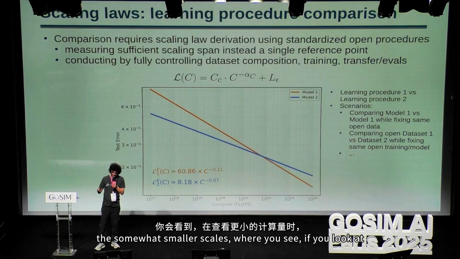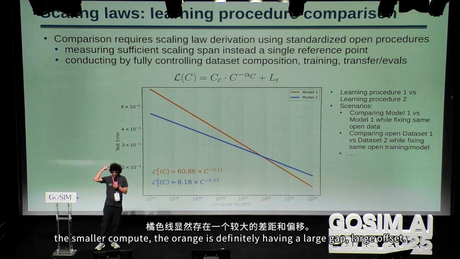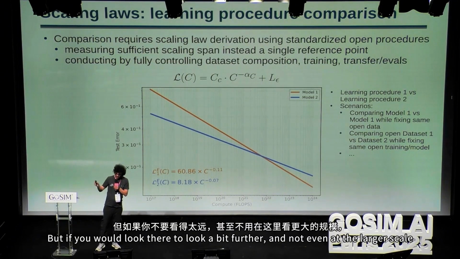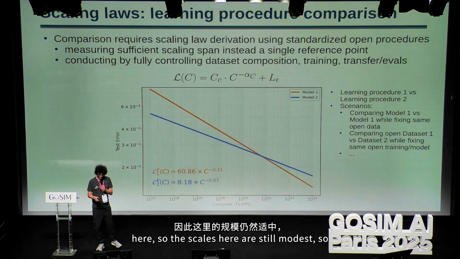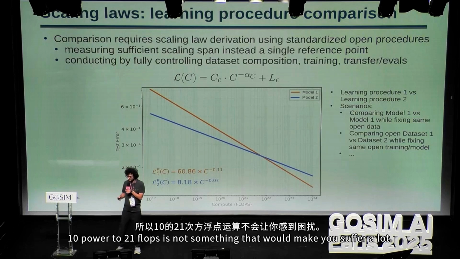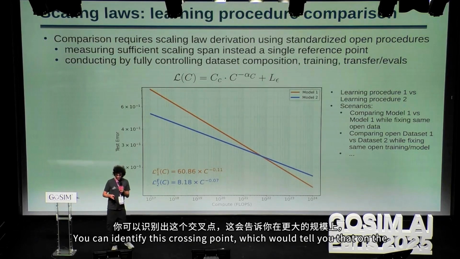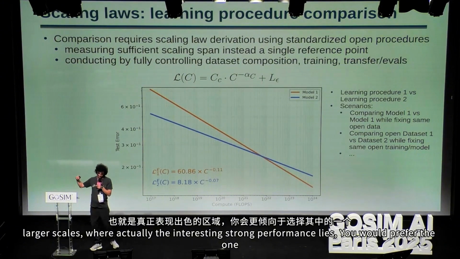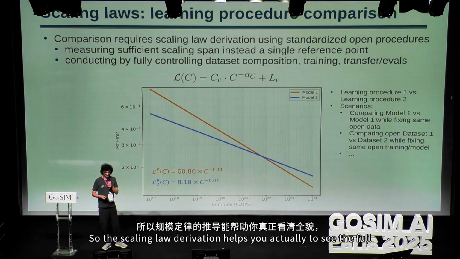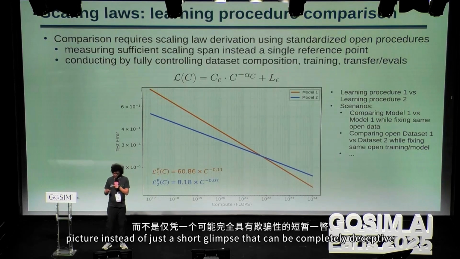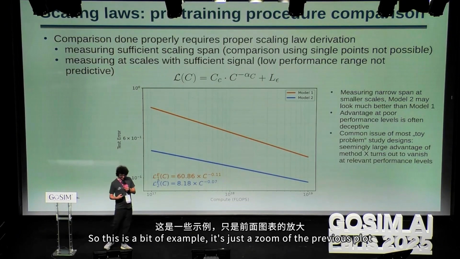What you get out of it here is that you are not falling into the illusion of looking at the somewhat smaller scales, where, if you look at the smaller compute, the orange definitely has a large gap, a large offset. But if you look a bit further, and not even at the larger scale here, since the scales are still modest, 10 to the power of 21 FLOPs is not something that would make you suffer a lot, you can identify this crossing point, which would tell you that on the larger scales, where the interesting strong performance actually lies, you would prefer the orange one. So the scaling law derivation helps you to see the full picture instead of just a short glimpse that can be completely deceptive.